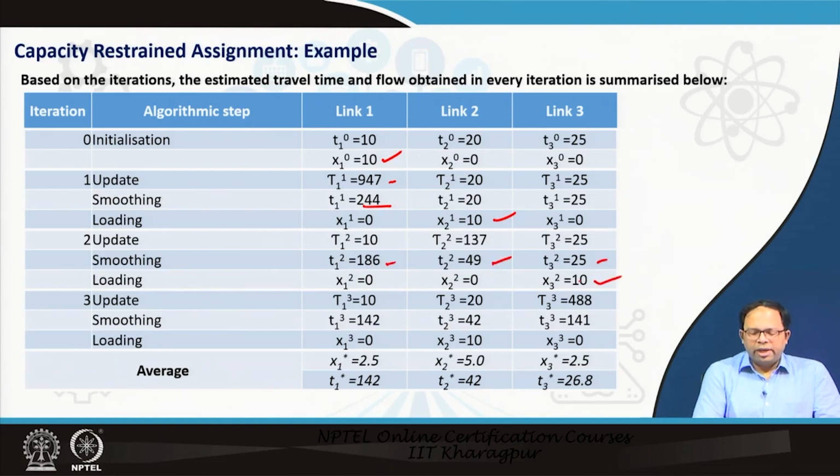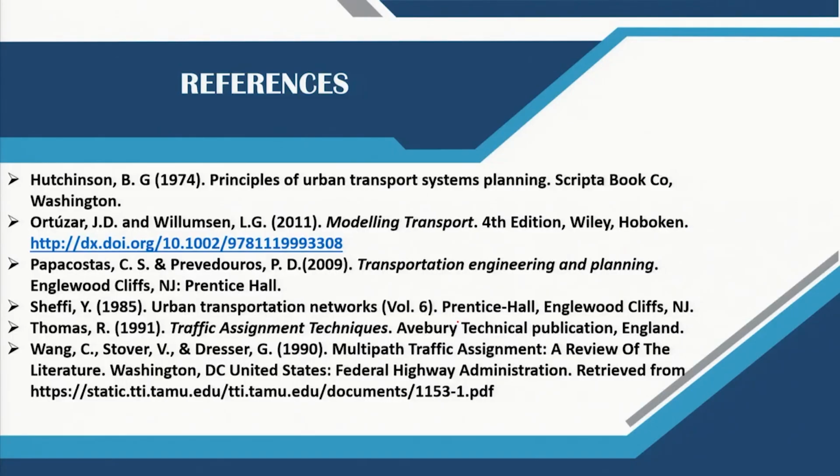So this keeps on going, and eventually after, suppose, 3 iterations we stop, then we find the results by averaging all the values. So we find x1 is 2.5, x2 is 5 and x3 is 2.5, and travel time T1 is 142, T2 is 42 and T3 is 26.8. So this is a capacity restraint assignment, and we see now the link volume is assigned between all the different links, all the different paths you can say. So these are the references you can study.